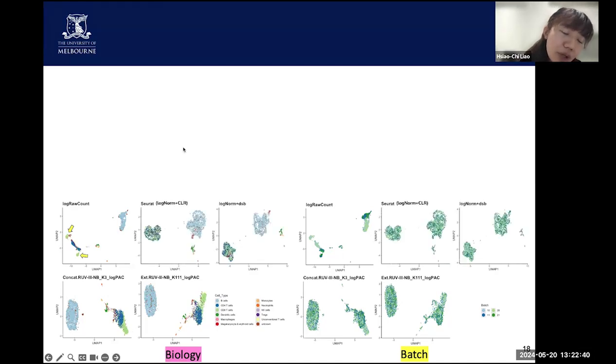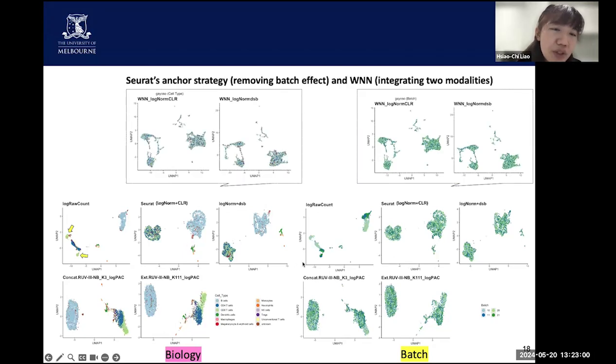We also checked the performance of other alternative methods, and it turned out to be not so good, because we can see that the CD4 T cells and CD8 T cells are clumped together. We can't really see the difference between those 2 different T cells from other methods. It's even worse when we check the performance of the Seurat anchor strategy to remove the batch effect. It removes everything.